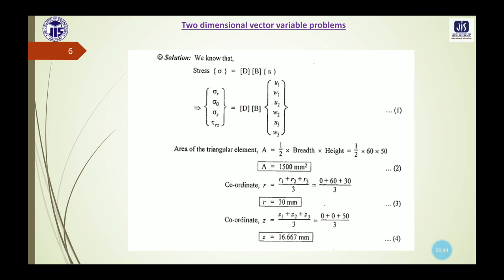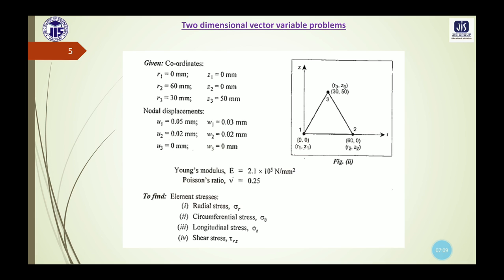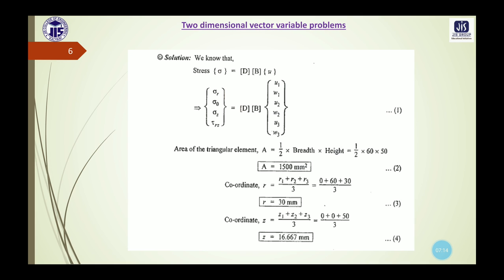First, we need to calculate the area of this triangular element. There are two different procedures. One procedure is half multiplied by a 3 by 3 matrix, and another is half into breadth into height. The breadth and height of this triangular element are given here, so we can put in the values and finally calculate the area of this triangular element. It is 1500 millimeter square.